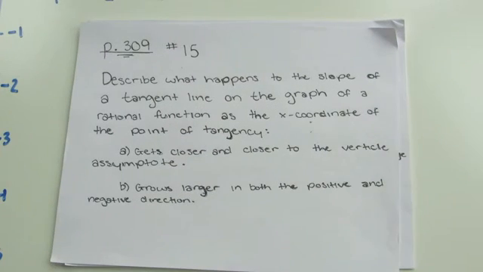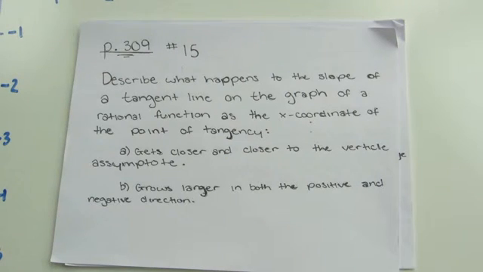Today I will be answering question 15, part A and B on page 309 of the Nelson Advanced Functions textbook. The question states, describe what happens to the slope of a tangent line on the graph of a rational function as the x-coordinate of the point of tangency, A, gets closer and closer to the vertical asymptote, or B, grows larger in both the positive and negative direction.